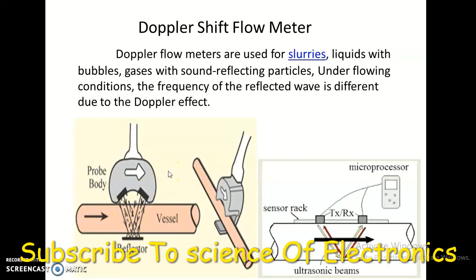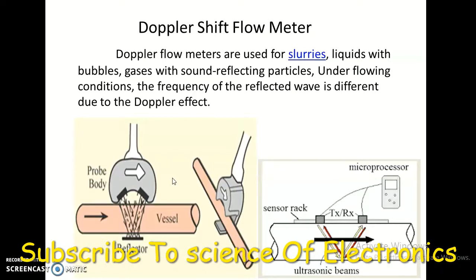As we know, ultrasonic frequencies range from more than 50 kilohertz. Generally, frequencies above the sound range are referred to as ultrasonic frequencies, but for this operation we use 50 kilohertz to 80 kilohertz. When the transmitted and received frequencies are compared at the receiver, there is a change in frequencies. That shift is called the Doppler shift. That's why this type of meter is also called a Doppler shift flow meter.